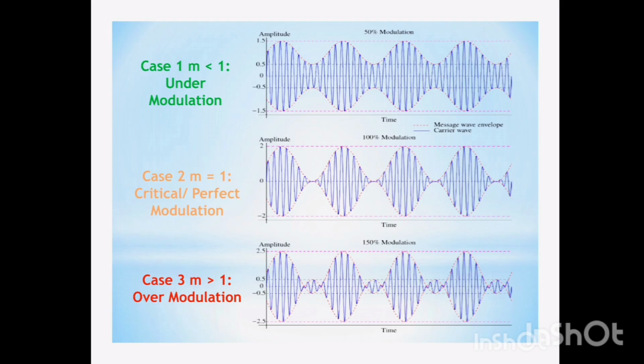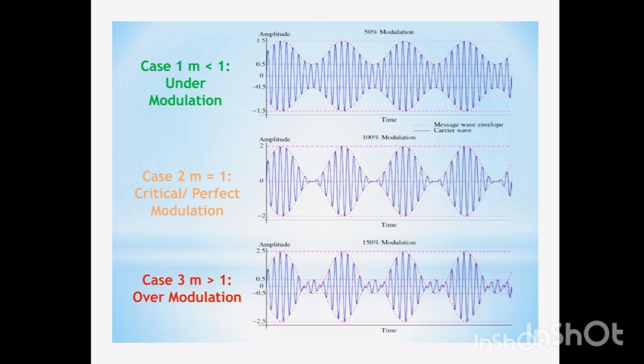Then case number 3, that is modulation index M greater than 1. This case is called over modulation. In the diagram it is shown with 150% modulation. In this type of modulation, when we go for demodulation, there will be loss of information. That's why over modulation is not used for practical purposes.